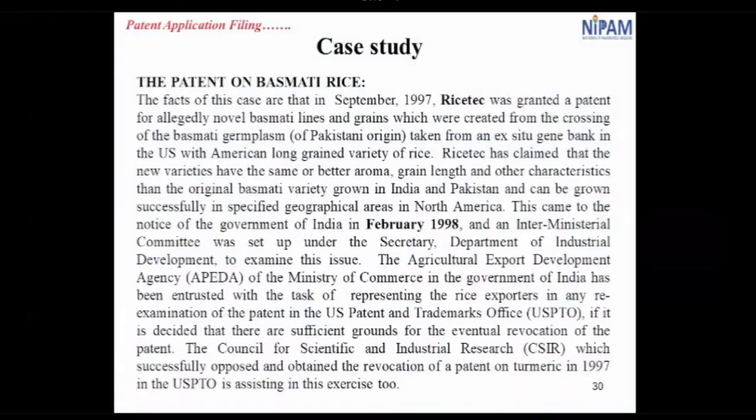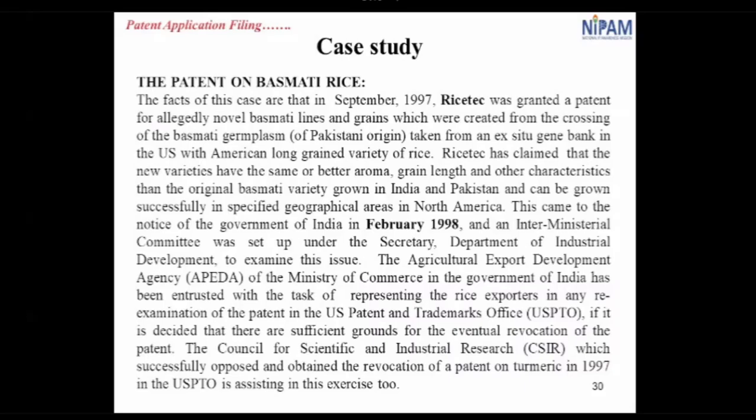There are so many case studies. First, we will talk about basmati rice and what happened. In September 1997, a company known as RiceTec was granted a patent for allegedly novel basmati rice. Basmati rice is usually cultivated in Punjab and Haryana, and Punjab is partly in Pakistan, with about half of Punjab in India.